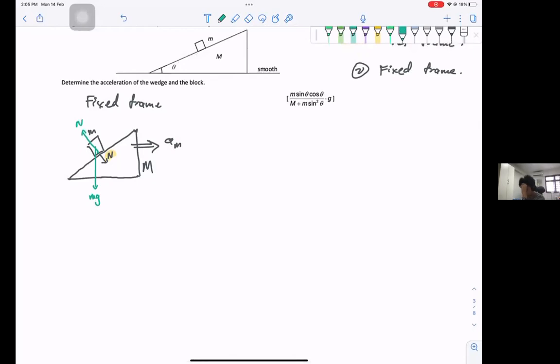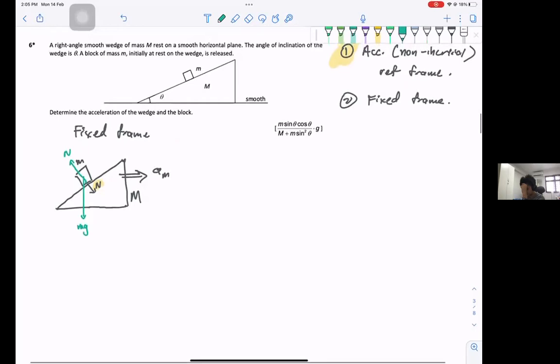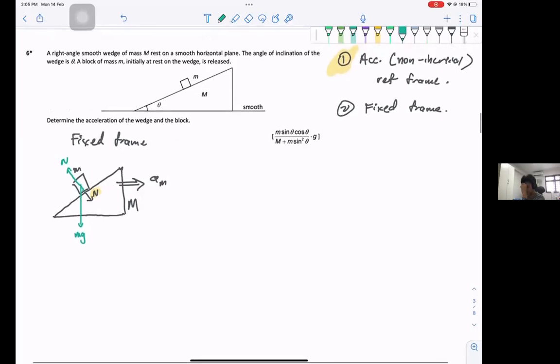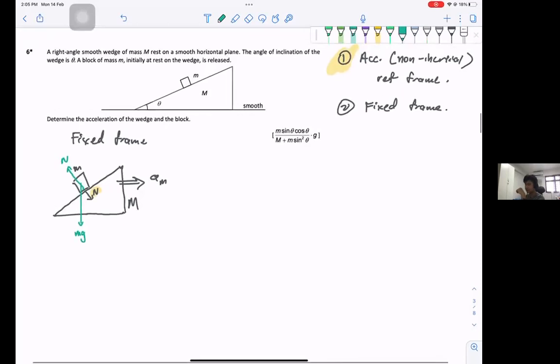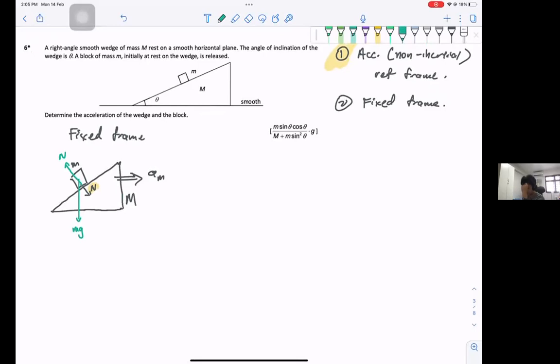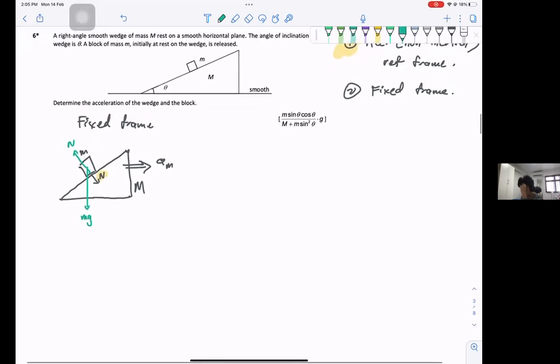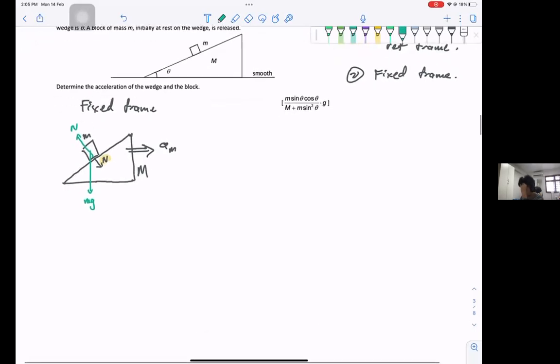But the reason why I prefer the accelerating reference frame is because, in this case, if your block is sliding on the wedge and the wedge itself is moving, to me that's a little bit complicated for understanding the constraints. So I prefer to go into a reference frame where the wedge itself is stationary. That way it's easier to account for the constraints, basically. So let's move into a reference frame where the wedge is stationary.